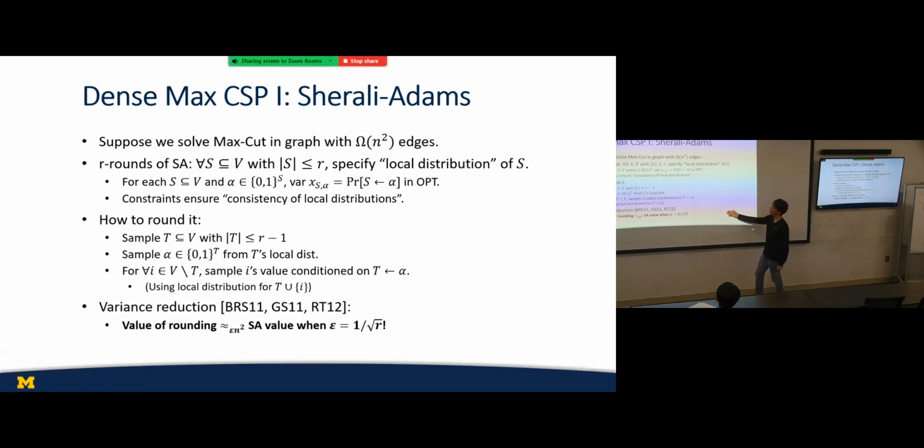And then using the variance reduction lemma that was proved around 10 years ago, one can say that the value of this very simple rounding is almost equal to the value given by the LP, up to epsilon times n squared additive error, where epsilon is 1 over square root of R. So by making R a large enough constant, you can make epsilon a small enough constant. If you look at Max Cut with Omega(n squared) edges, then the optimal value is at least Omega(n squared). So if you bring epsilon down to a small enough constant, that can be turned into a multiplicative approximation, at least for the max objective.